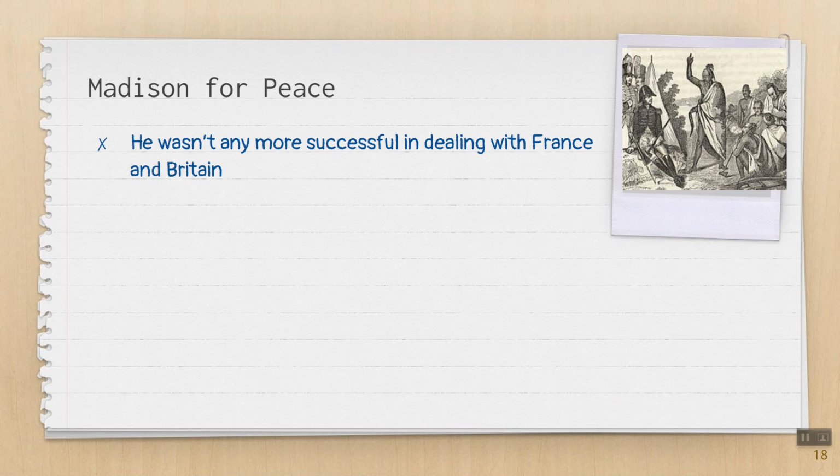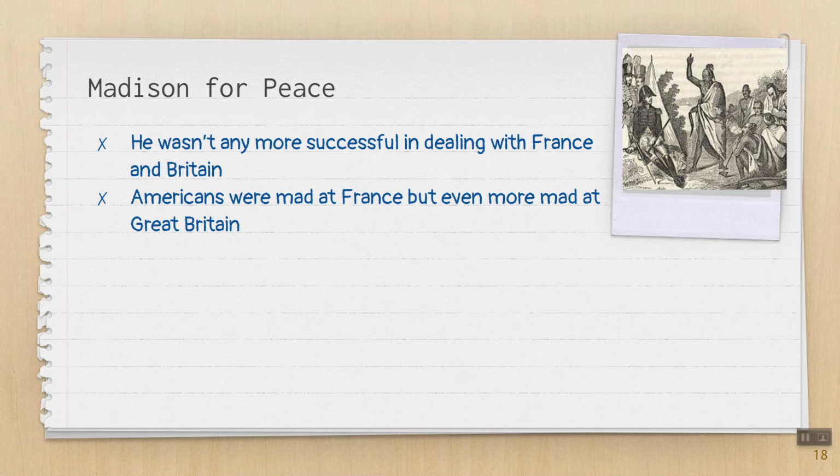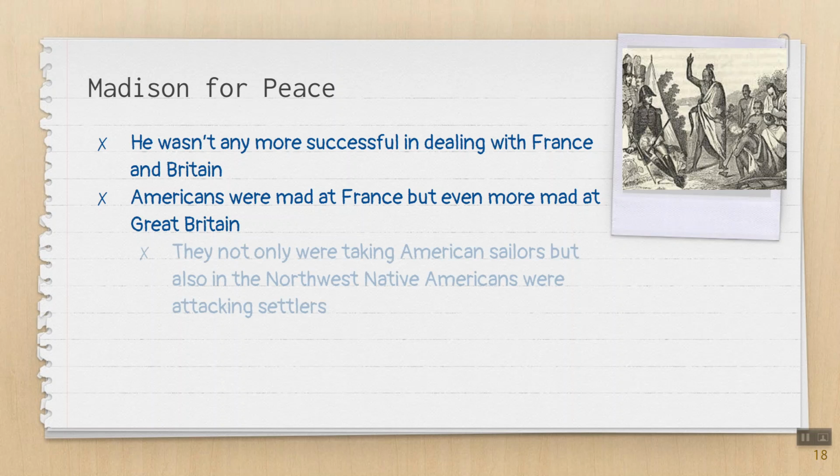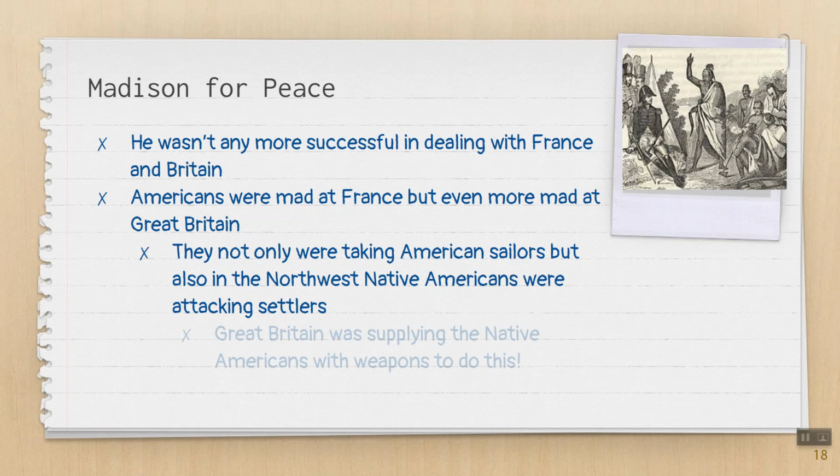He still couldn't get them to stop seizing their ships and taking American sailors. And Americans were really mad at France, but they were even more mad at Great Britain for a lot of reasons. First, not only were they taking American sailors, but also in the Northwest, Native Americans were attacking settlers. Well, why does that matter? The Native Americans, what did they have to do with Great Britain? Well, Great Britain was actually supplying those Native Americans with weapons to do this.